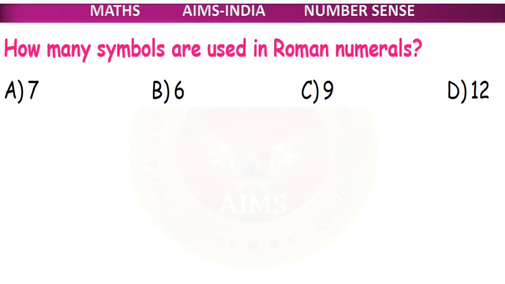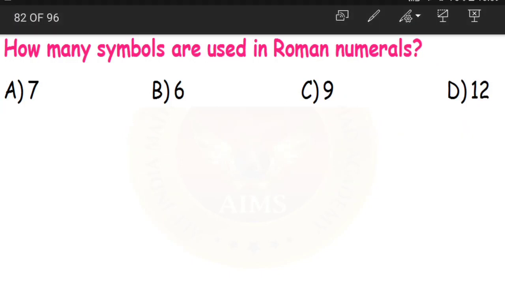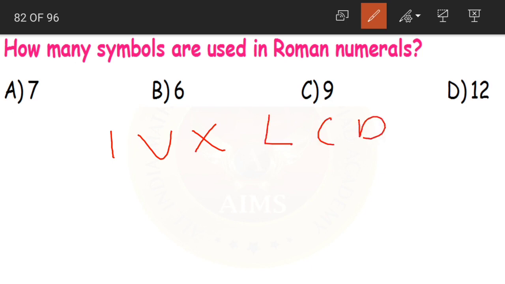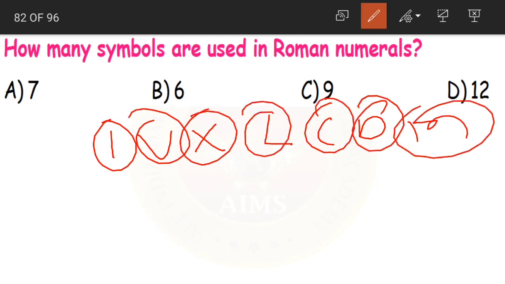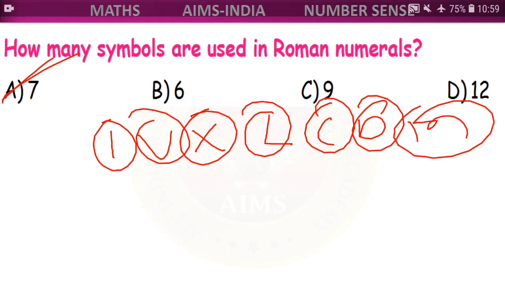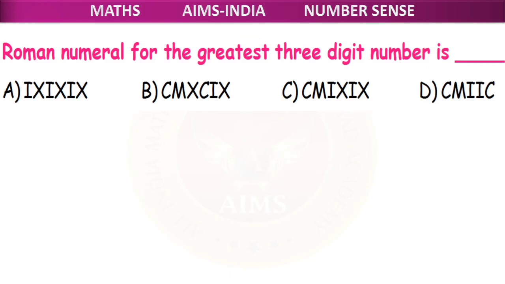Clear? Next, how many symbols are used in the Roman numerals? Now again, as we know the Roman numeral chart, I V X L C D M. How many symbols are there, children? 1, 2, 3, 4, 5, 6, 7. So option A, 7 becomes our correct answer. Even if you don't remember the number by heart, you can write the chart and then count how many Roman symbols there are.